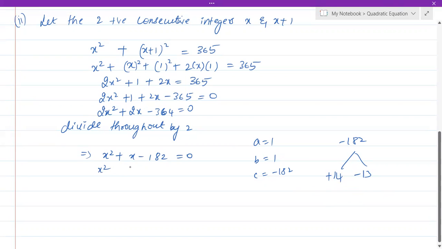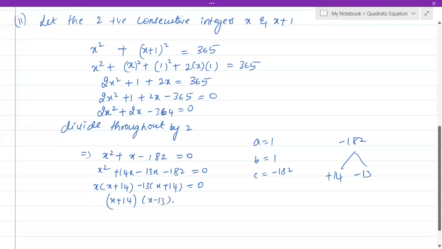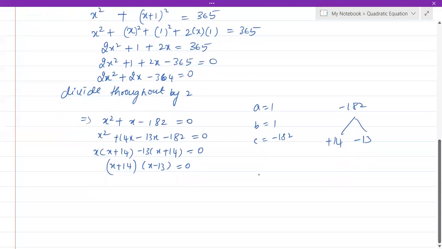So x square as it is, instead of the middle term, we have to introduce these two things. That is 14x minus 13x minus 182 equal to 0. Between the first two terms, x is common, so we'll be left with x plus 14, and minus 13 is common, so we'll be left with x plus 14 equal to 0. Again, x plus 14 is common. The remaining thing is x minus 13 equal to 0. If the product of two things is 0, then x plus 14 should be equal to 0, or x minus 13 should be equal to 0, which implies x is minus 14 or x is positive 13.